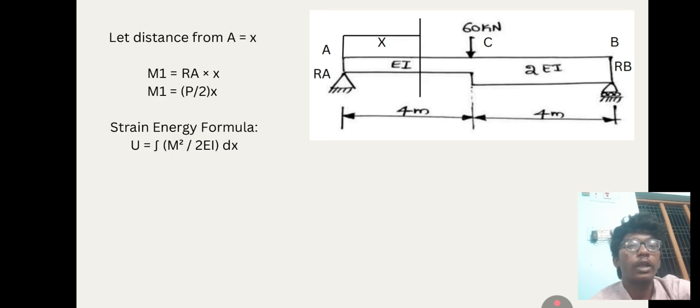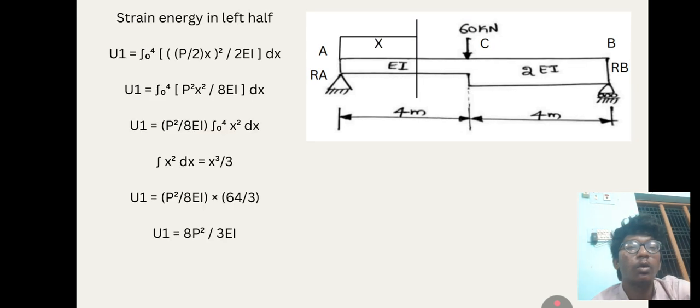Let the distance from A be X. M1 equals reaction at A into X. The load is acting at the center of a simply supported beam, so the reaction will be half of the load. That is, RA equals P by 2. M1 equals P by 2 into X. By using the strain energy formula, U equals integral of M square by 2EI into dx. We can analyze this beam.